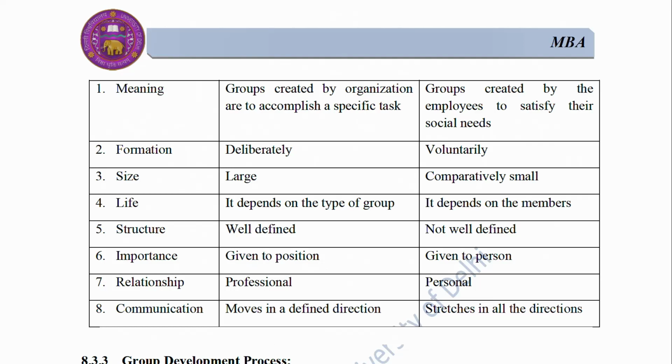Fourth, on the basis of life, it depends on the type of group in the case of formal groups, whereas in the case of informal groups, it depends on the members. Fifth, on the basis of structure, formal groups are well defined, whereas informal groups are not well defined. Sixth, on the basis of relationship, formal groups are more professional, whereas informal groups are personal. Lastly, in terms of communication, formal groups move in a defined direction, whereas informal groups stretch in all directions.